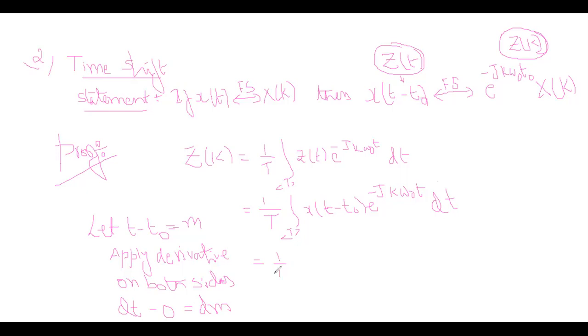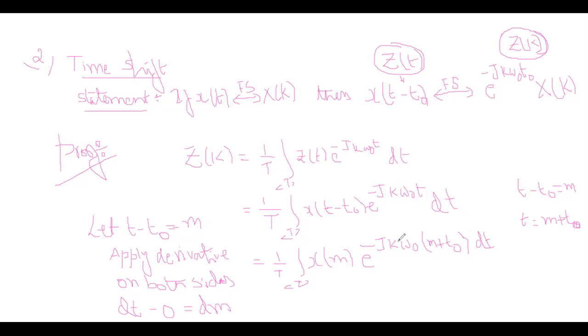So I am taking the same thing, 1 by T, the integral over T, x of m, since t minus t naught is m, e power minus jk omega naught, and what is the t here? t minus t naught is equal to m, so from this t is equal to m plus t naught. So replace here t by m plus t naught.